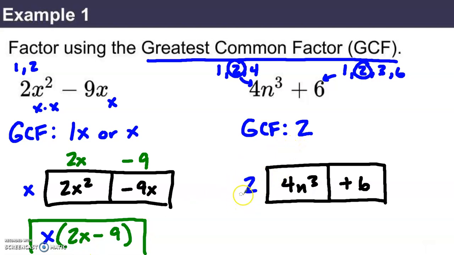What would you multiply by 2 to get 4n cubed? Yeah, 2n cubed. And what would you multiply by 2 to get 6? It's positive 3. To factor this expression using the greatest common factor, we're looking for 2 times 2n cubed plus 3.